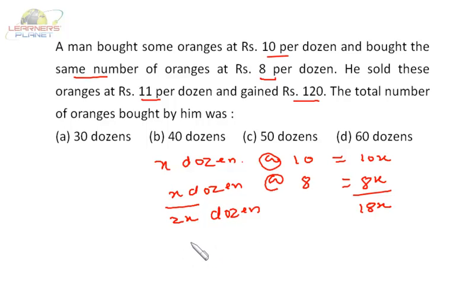So 22x is the selling price, 18x is the cost price, and the total profit which he is earning is rupees 120. That means x is equal to 30. We have to find out the total number of oranges, which is 2x dozen. So x is 30, that means 2x is 60, that means he is buying 60 dozen oranges. I hope you are clear.